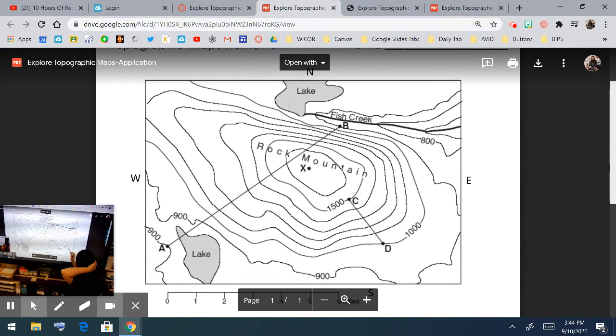So now there's a few more features I want to show you and I want to talk about. So what we're going to do is we are going to look at this river right here. So this is Fish Creek, and rivers are usually shown by a darker line. You can also tell that this is a river because there are these U or V shapes. And what they're doing is they're making like little river deltas almost.